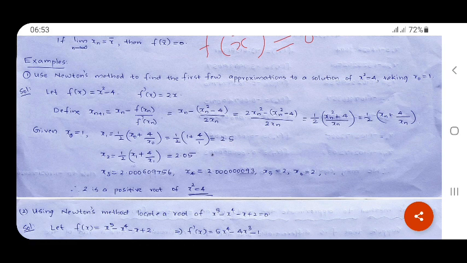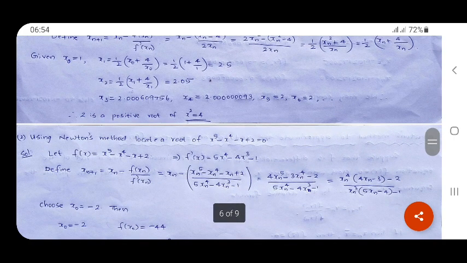So given x naught equal to 1, x1 is equal to 1 by 2 into x naught plus 4 by x naught. That's equal to 2.5. x2 is equal to 1 by 2 into x1 plus 4 by x1. That's equal to 2.05. Continuing like this, x5 is equal to 2, x6 is equal to 2, and so on. You can see that every term of the sequence remains 2. So 2 is a positive root of x square equal to 4, and we know that it is the only positive root of f of x equal to x square minus 4.